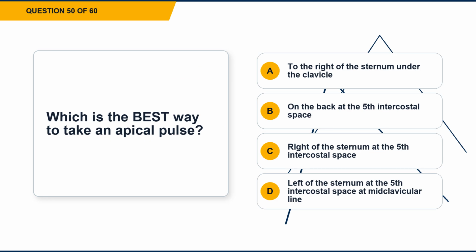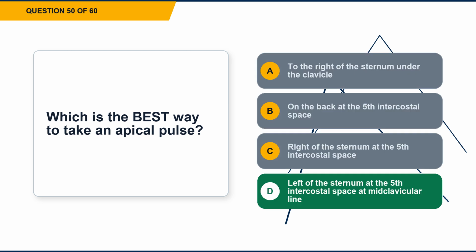Question 50. Which is the best way to take an apical pulse? Option A, to the right of the sternum under the clavicle. Option B, on the back at the fifth intercostal space. Option C, right of the sternum at the fifth intercostal space. Option D, left of the sternum at the fifth intercostal space at mid-clavicular line.